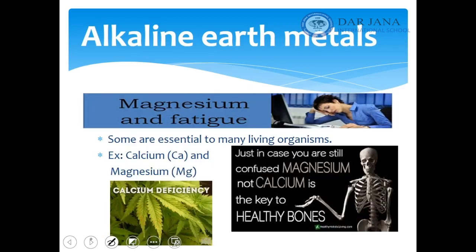So a few tips about these elements. Some of these elements are very essential for living organisms. Like magnesium is an essential element for healthy bones. This is new information for you maybe. And we have here an example of calcium deficiency. This is just to show you that calcium is very important for living things, animals and plants.